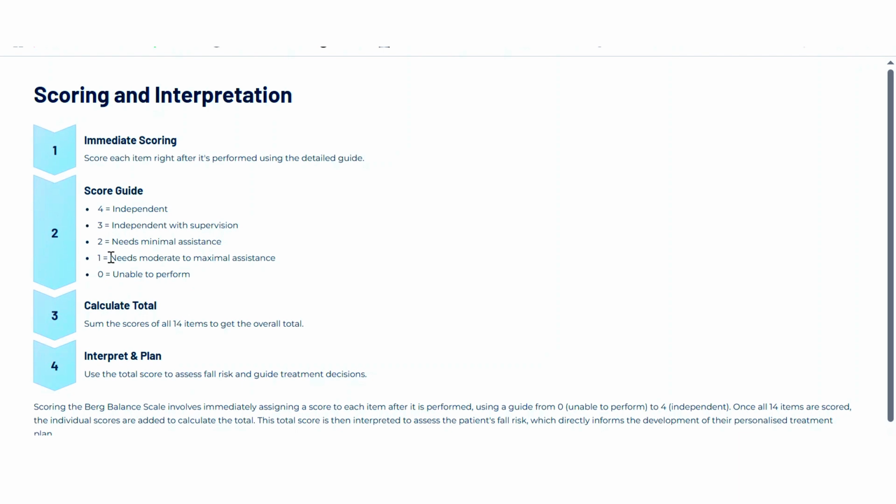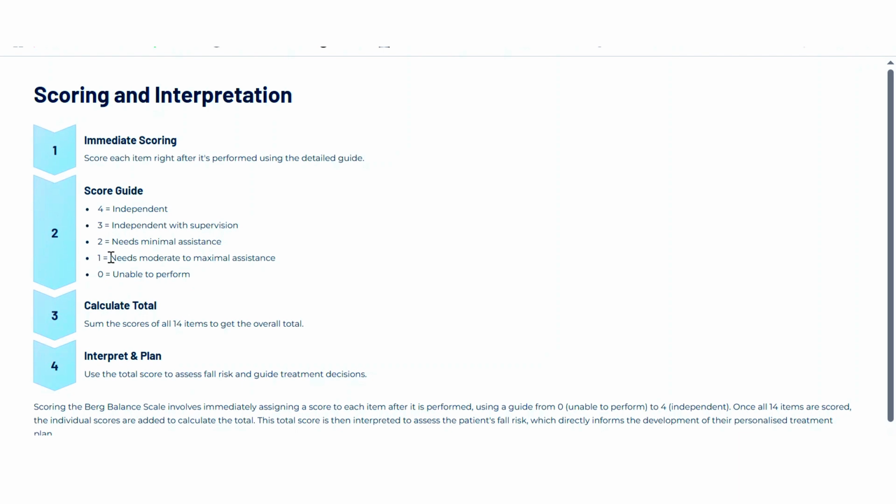Okay, calculate the total. Sum the scores of all 14 items to get the overall total, out of 56, and check what fall risk the patient has. Okay, interpret and plan. Use the total score to assess fall risk and guide treatment decisions.